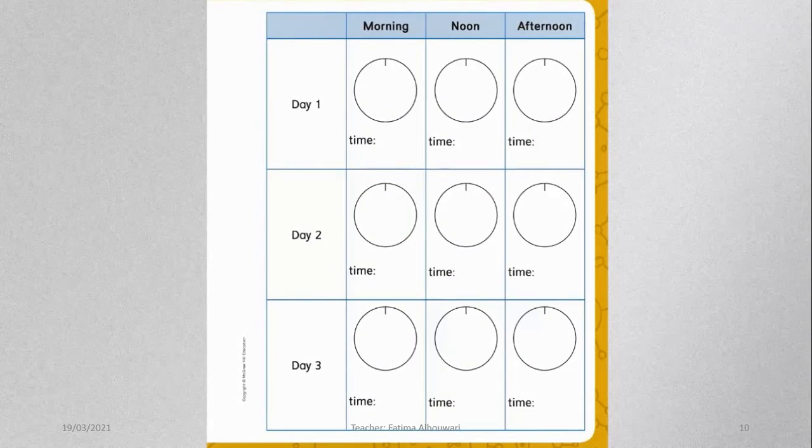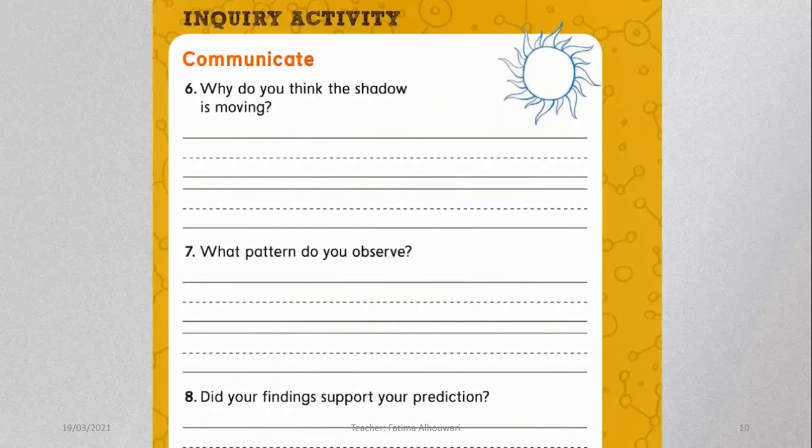Observe the shadow at 3 different times throughout a day: morning, noon, and afternoon. Repeat that for a second day and a third day, and then pay close attention to the patterns that you see. Take some time to analyze your data and then communicate your findings.